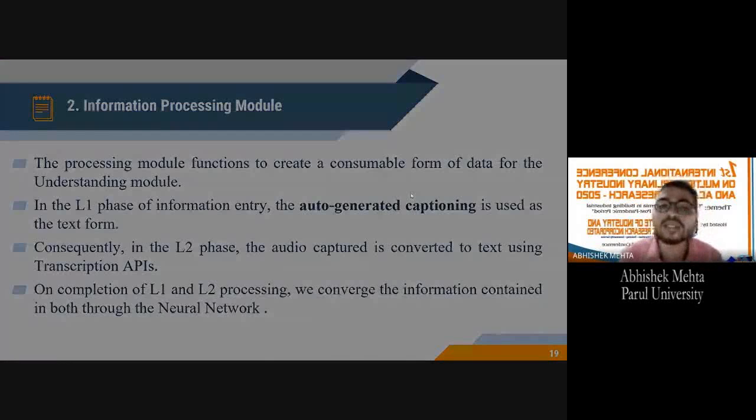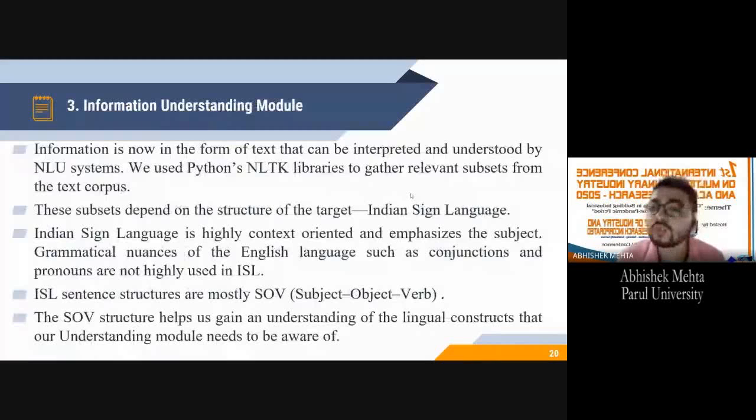And this is the NLTK library to gather the relevant subsets of the text corpus. For the same, the subject, object, and verb are most important in the speech when we want to work with the speech. At the same time, the subject, object, and the verb are most important.